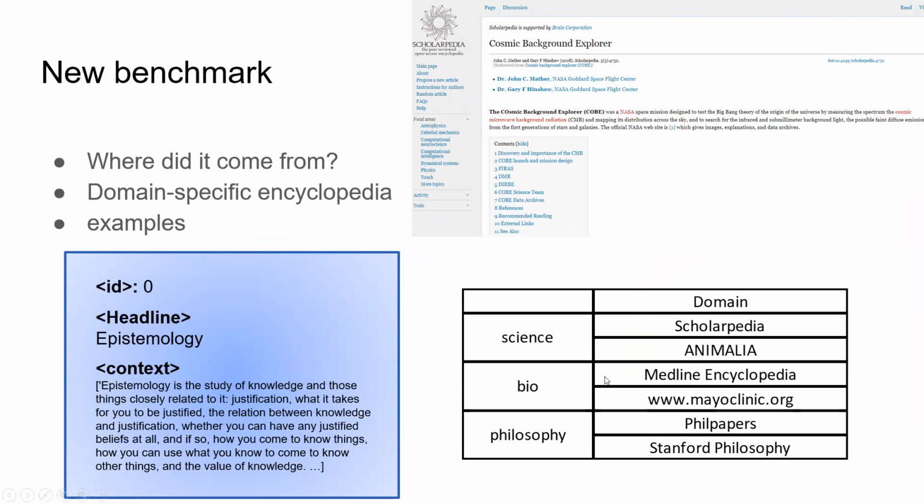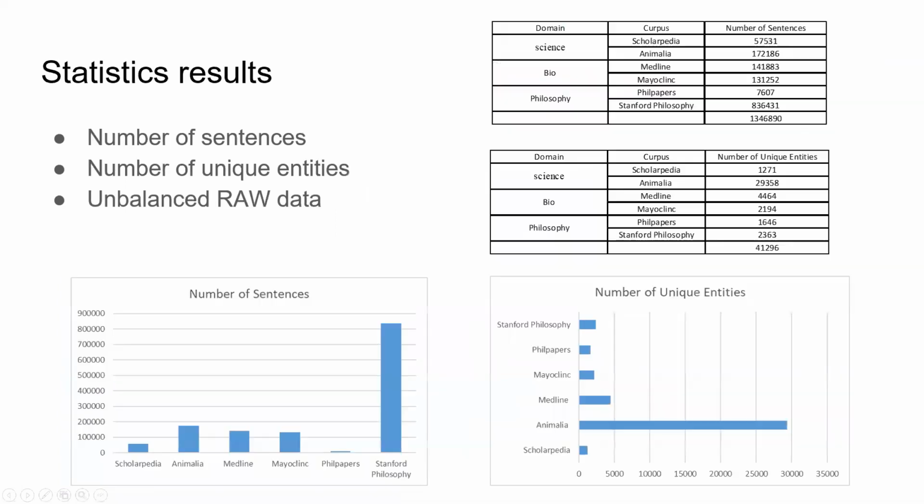The table in the slide lists all the websites where the data is collected from. All these websites are domain-specific encyclopedias, which not only provide informative context, but also provide significant entities. In the example, each website will have a corresponding entity and its related context. I divide the 6 different websites into 3 corpora, which are science, biomedicine, and philosophy. I display 2 plots to show the number of sentences and the unique entities from each website.